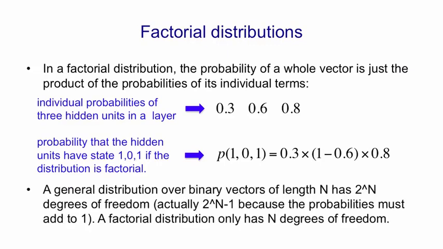In general, a distribution over binary vectors of length n will have 2 to the n degrees of freedom. Actually, it's only 2 to the n minus 1, because the probabilities must add to 1. A factorial distribution, by contrast, only has n degrees of freedom. It's a much simpler beast.